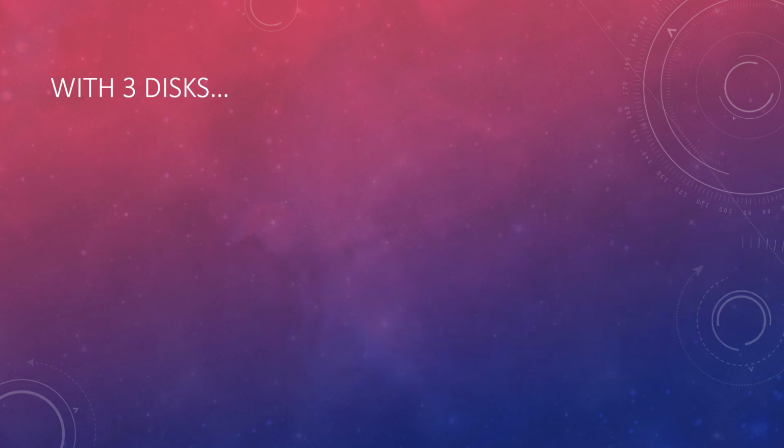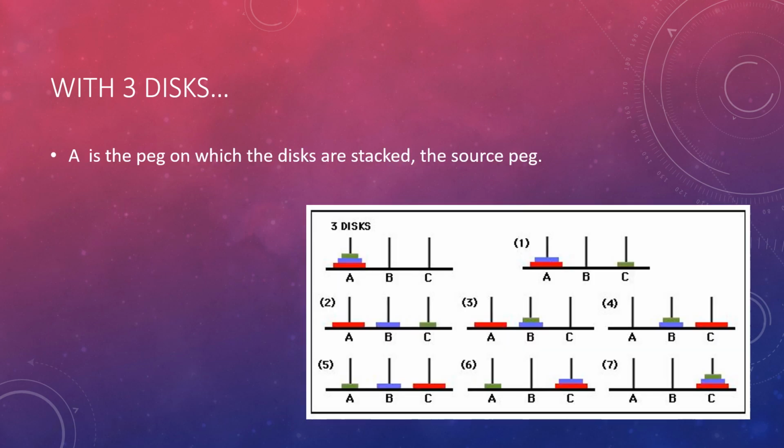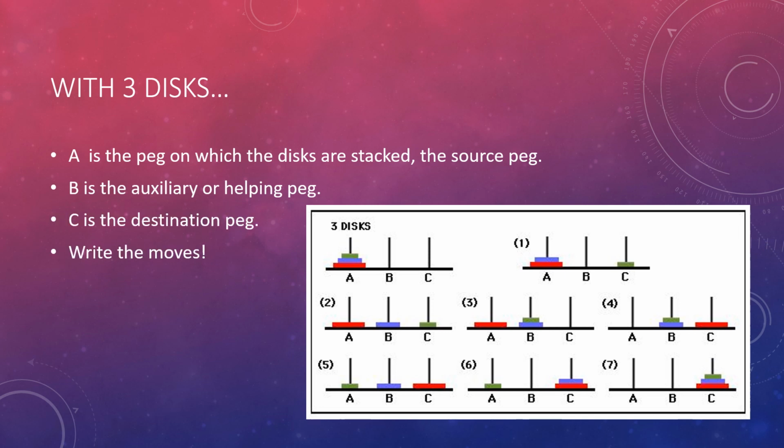How do we play the game with 3 disks? A is the peg on which the disks are stacked, the source peg. B is the auxiliary or helping peg. C is the destination peg. Write the moves. They are in front of you. Total number of moves is equal to 7.